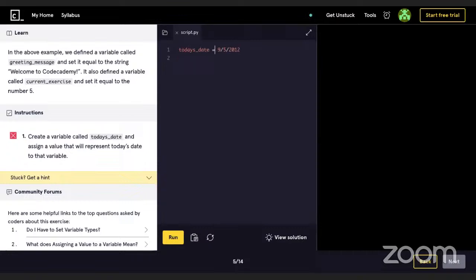Then go on to the second line. Then you have to put print. Then you have to do brackets. Then today's date with an underscore after today's. You have to put the date, and then run. You don't put the date in numbers because it doesn't really work.